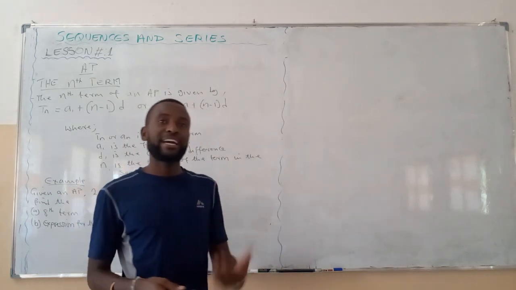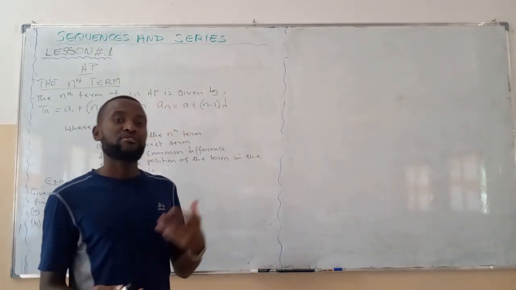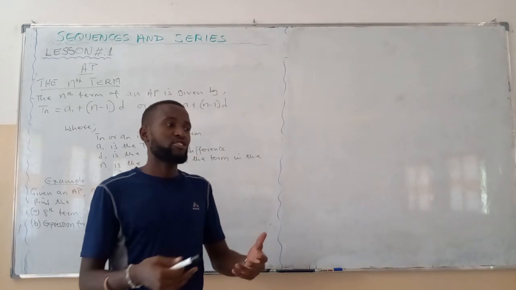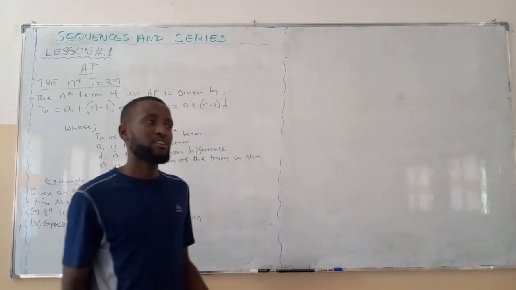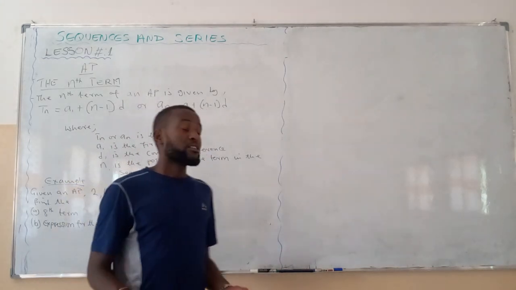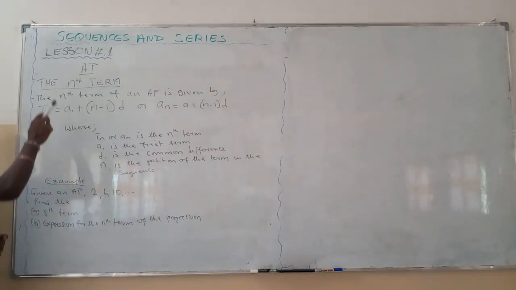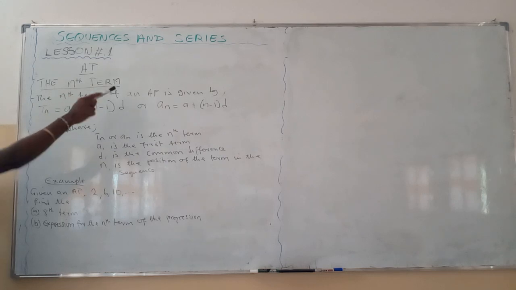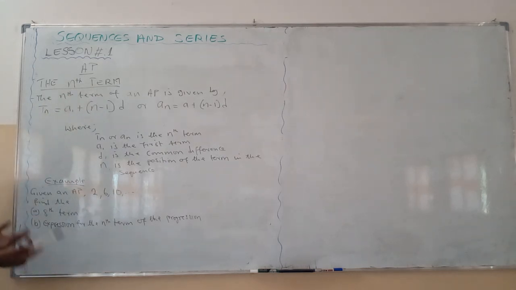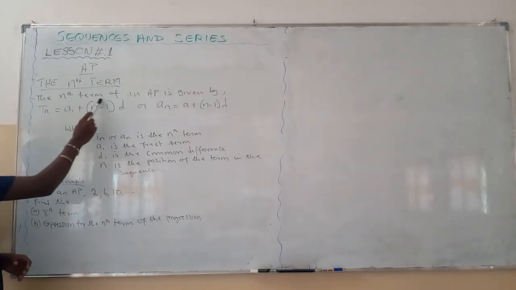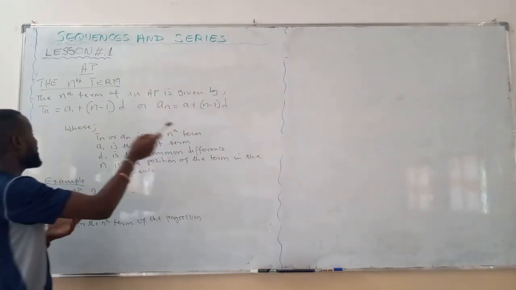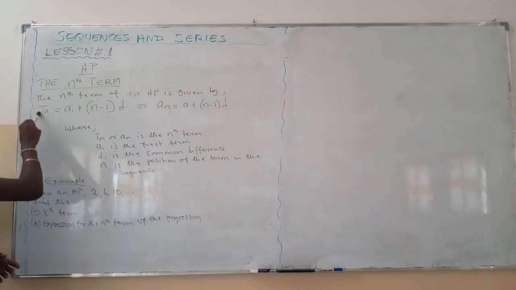After you have known how to find the common difference, and you have known how to tell whether this is a sequence or this is not a sequence, the next thing is how to find the nth term. Now the nth term of a sequence is simply found as follows. The nth term of an AP is given by the term Tn.